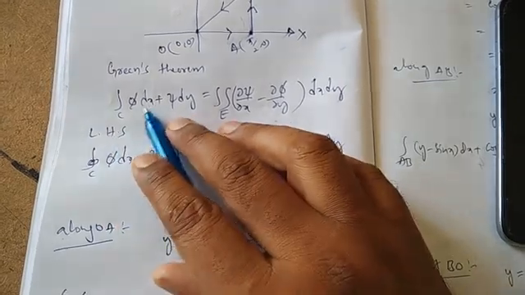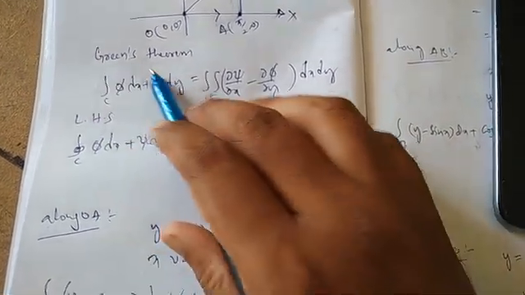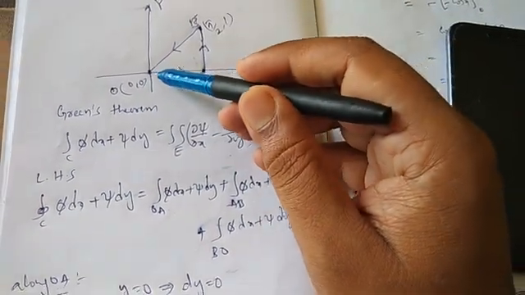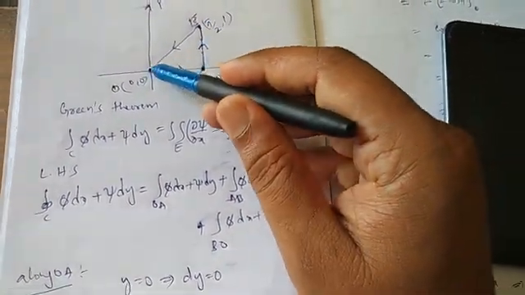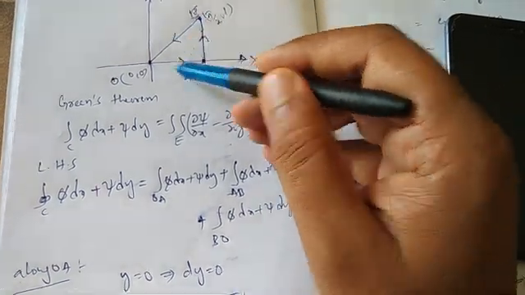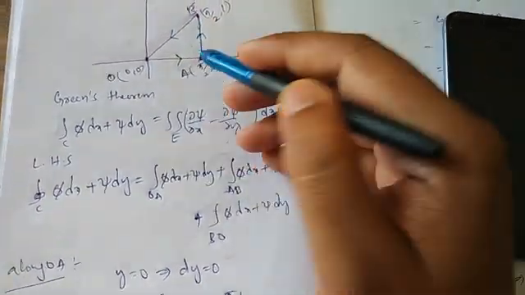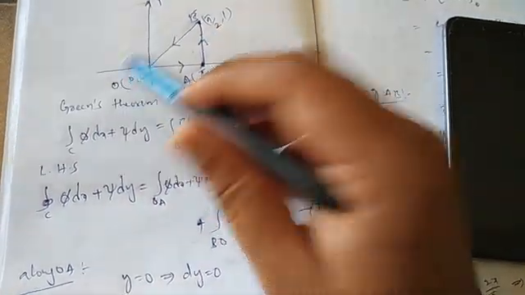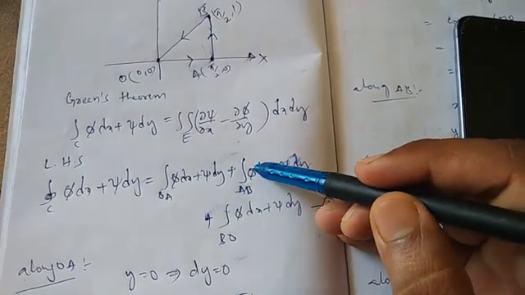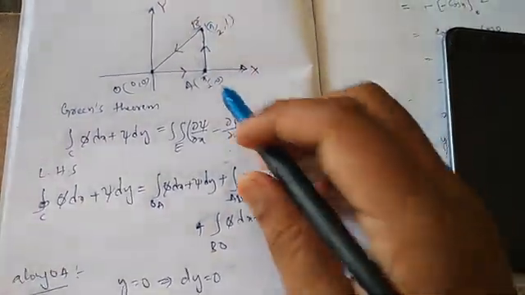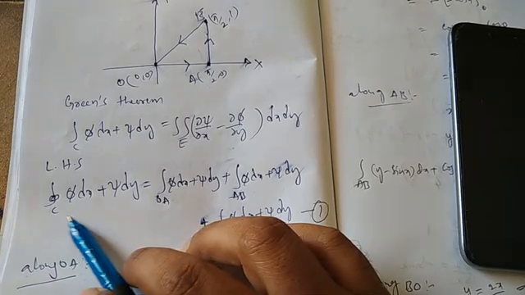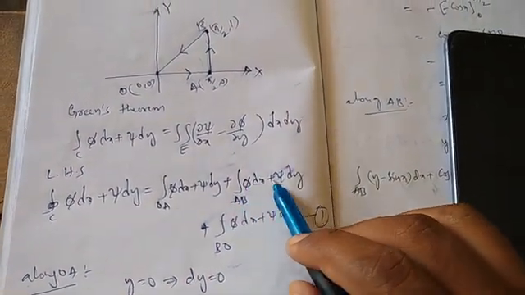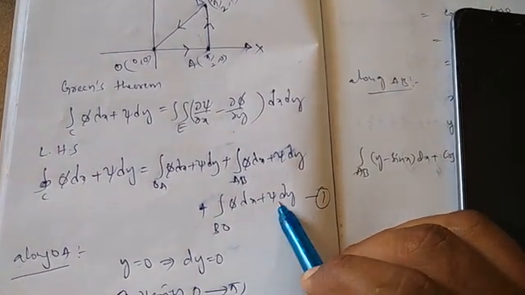First let us consider the LHS: integral over C of P dx plus Q dy, the line integration. The curve is a triangle formed by 3 lines, and over that we need to integrate. First along OA, next AB, next BO. So C can be divided into the integral over OA of P dx plus Q dy, plus AB, plus BO.